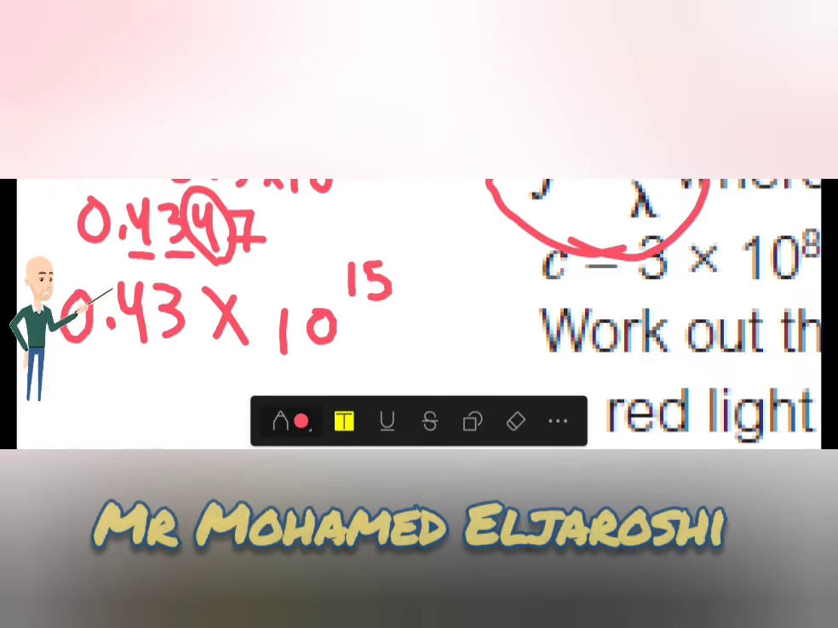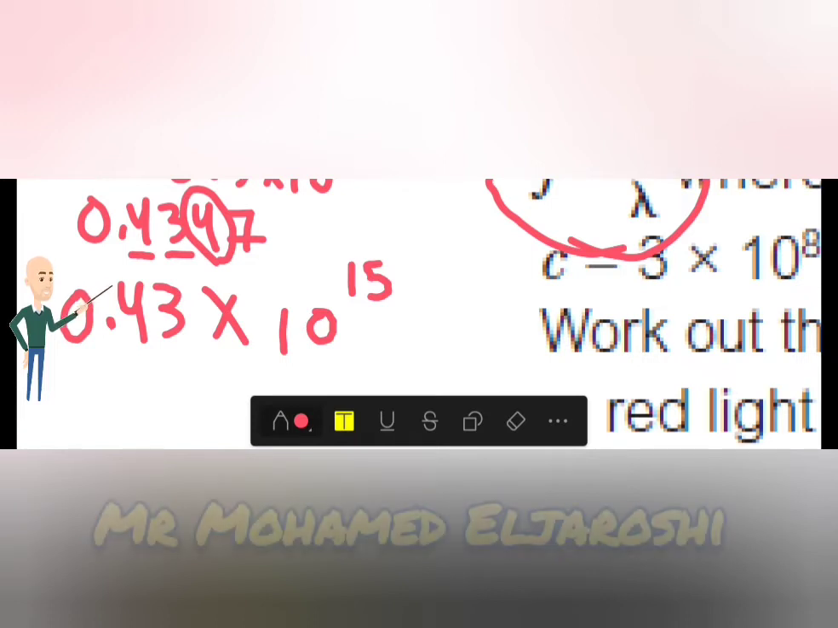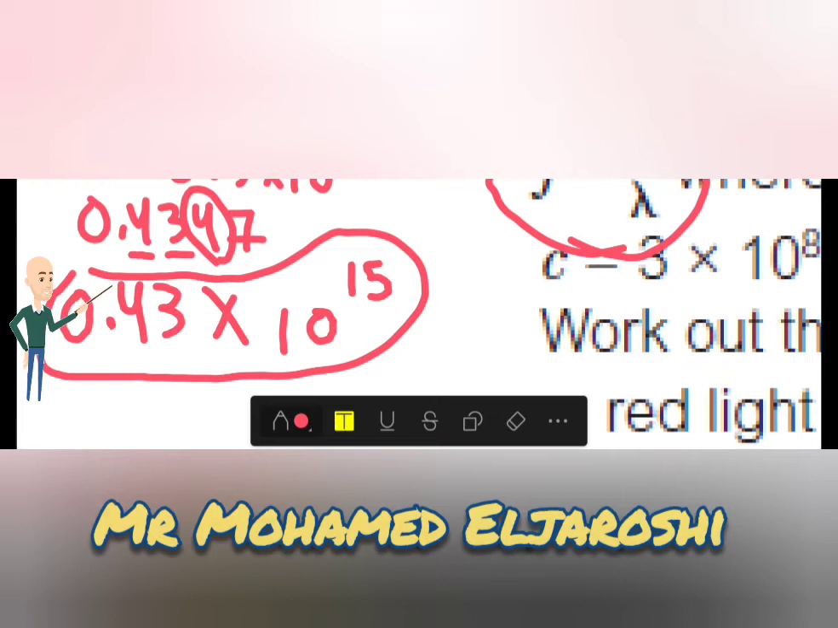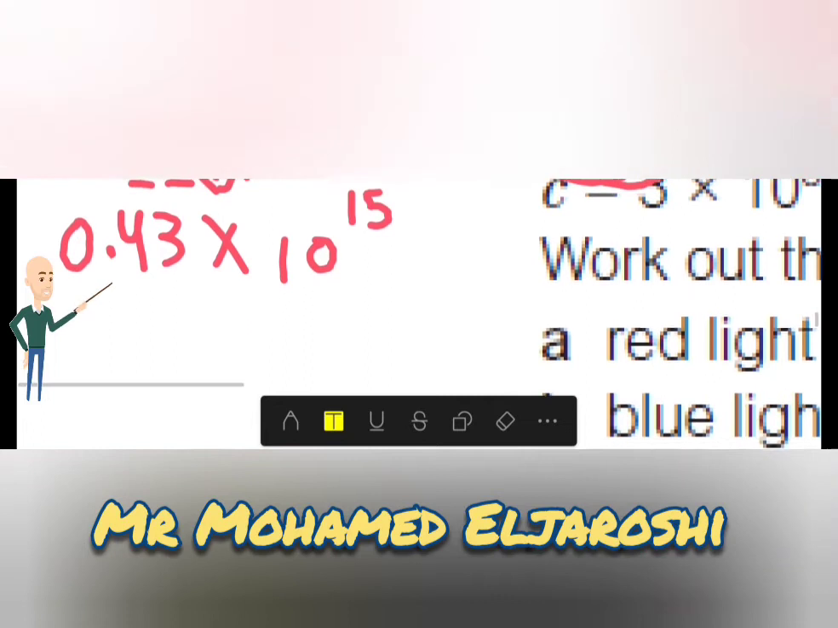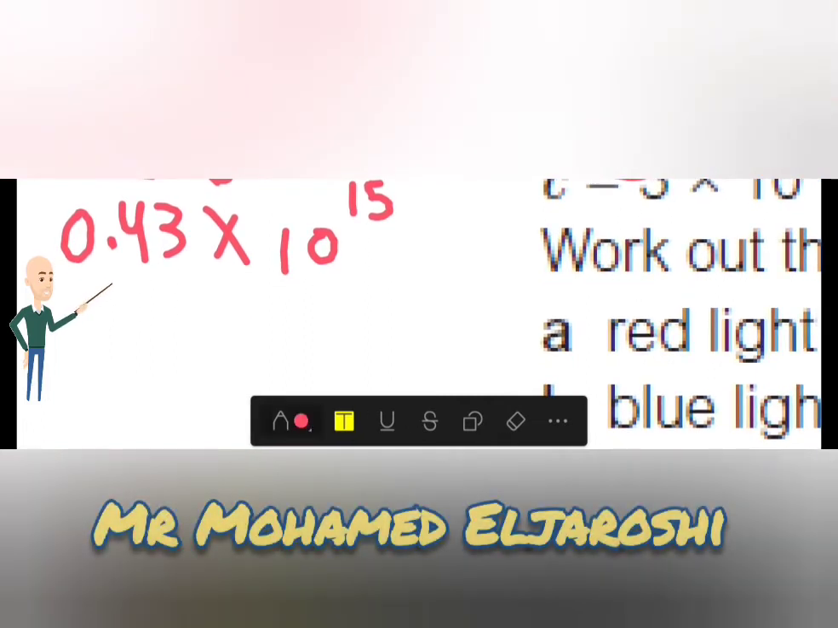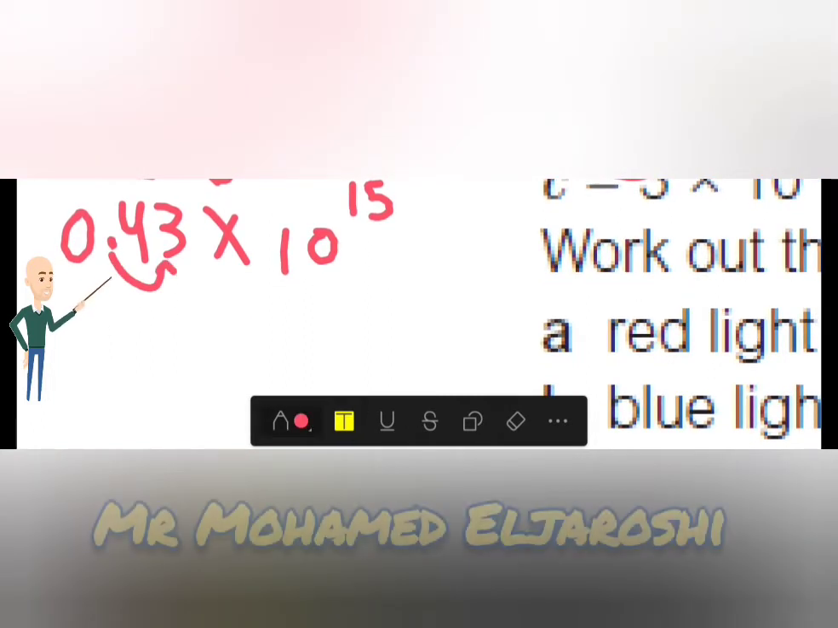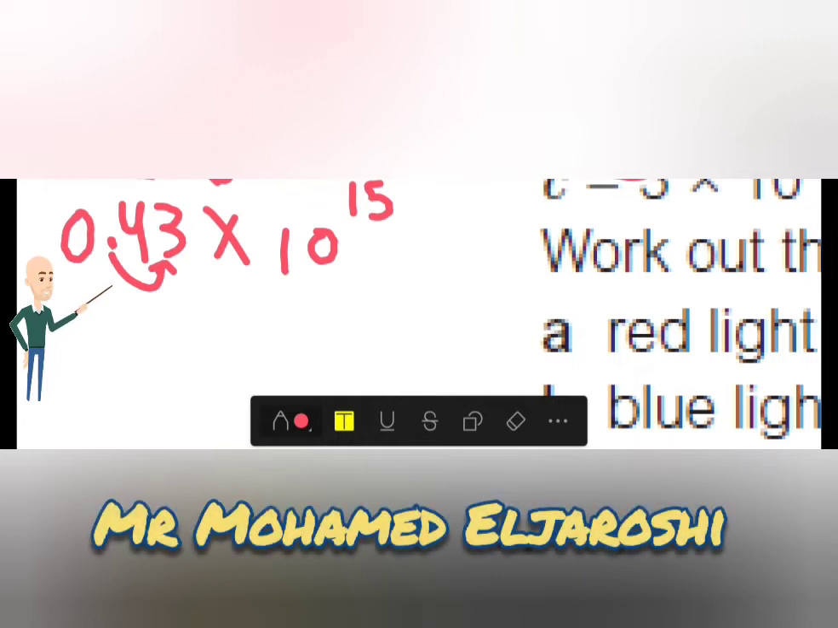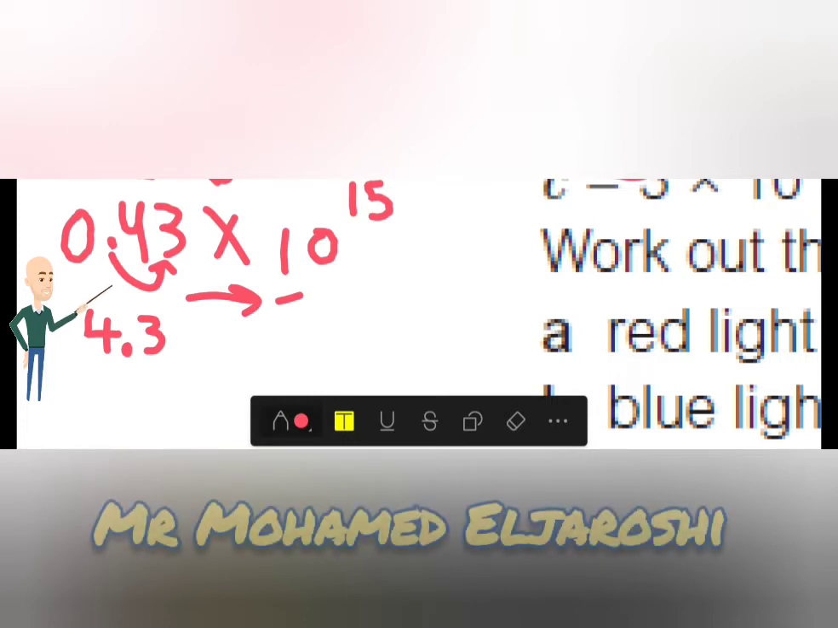Now, this answer here, is it in standard form? Very good, it's not. So we need to make it in standard form. So to make this in standard form, we need to move the decimal point 1 time here. So it's going to be what? Very good, it's going to be 4.3. And then because we moved it to the negative side, so we're going to put -1 here. So it's going to be 4.3.